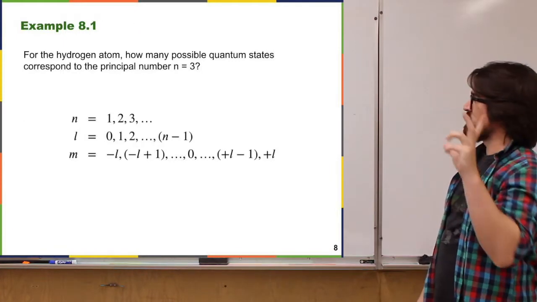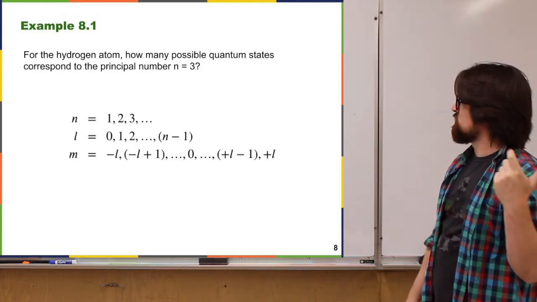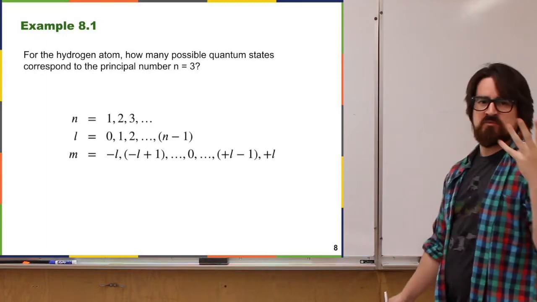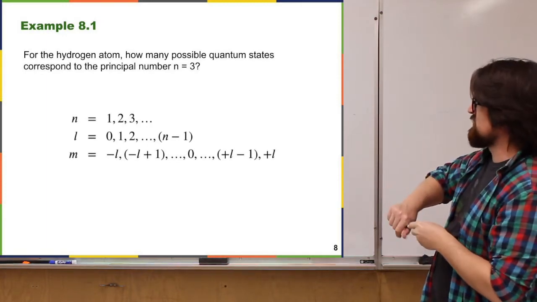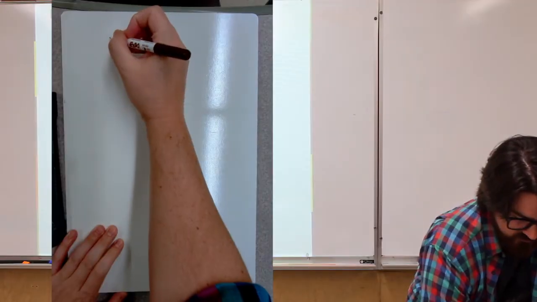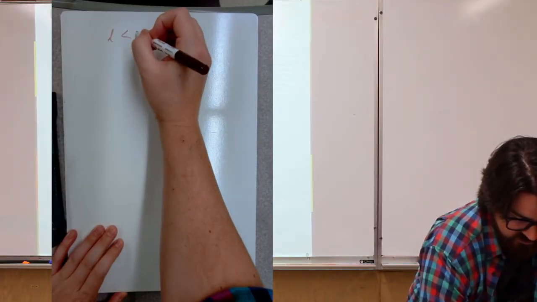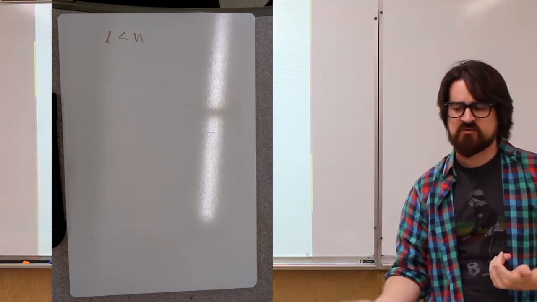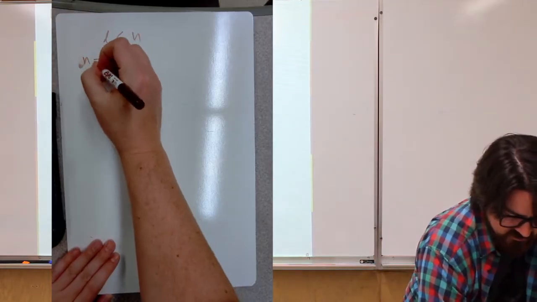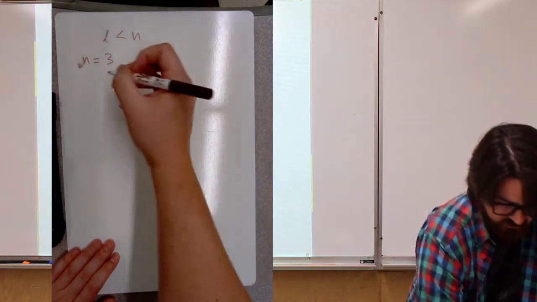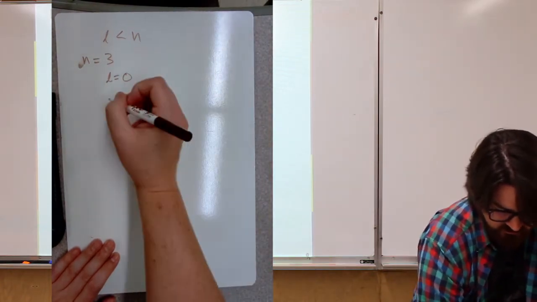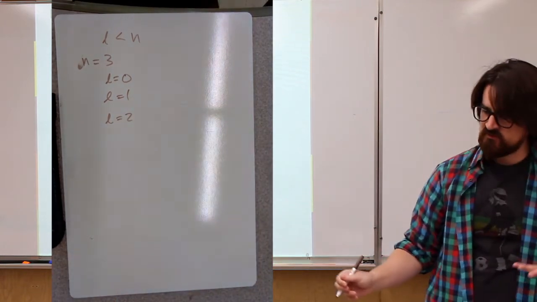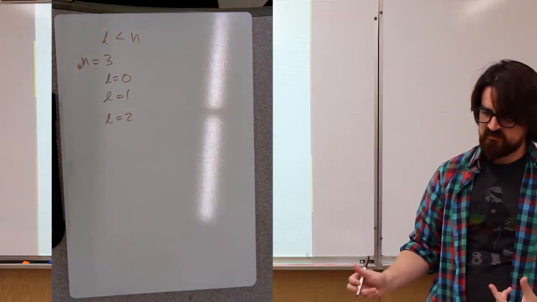All right, well, let's look at part of this example at least. We're just going to enumerate some of these states and see how many possible states there are when n is equal to 3. Recall that basically L has to be less than n, anywhere from 0 to n minus 1. If n is going to be equal to 3, well, L can be 0, L could be 1, L could be 2. Can't be 3, it's got to be 1 less than n.